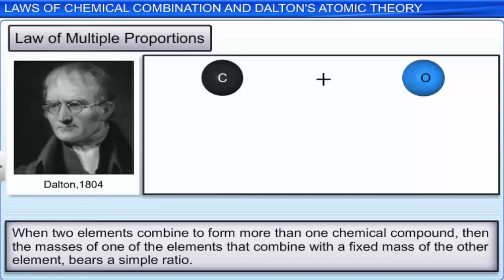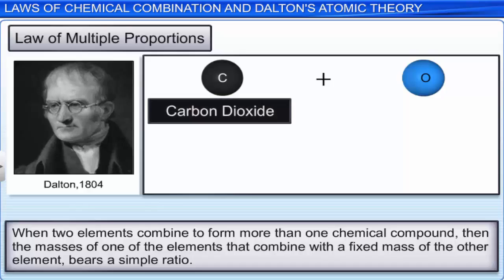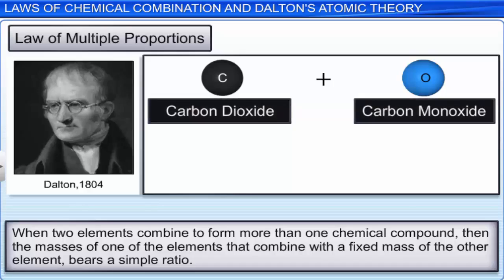For example, when the elements carbon and oxygen combine, two compounds, namely carbon dioxide and carbon monoxide, can be formed. As seen in the equation for carbon dioxide, 12 parts by mass of carbon combine with 32 parts by mass of oxygen.